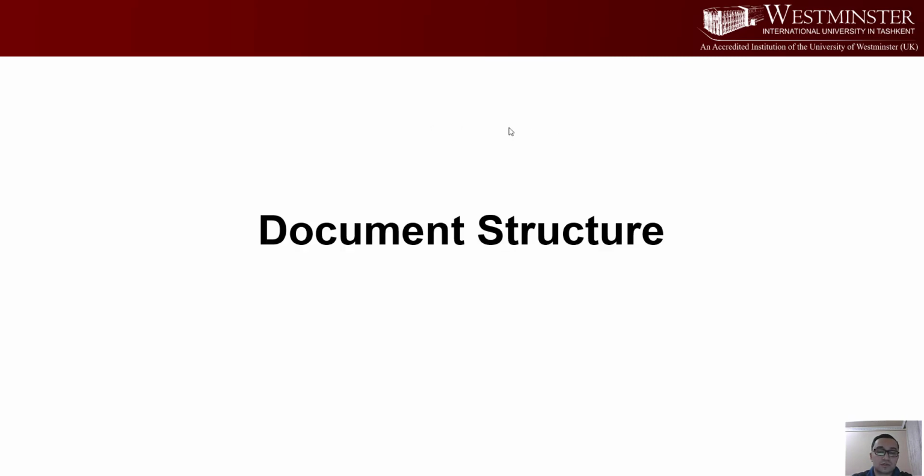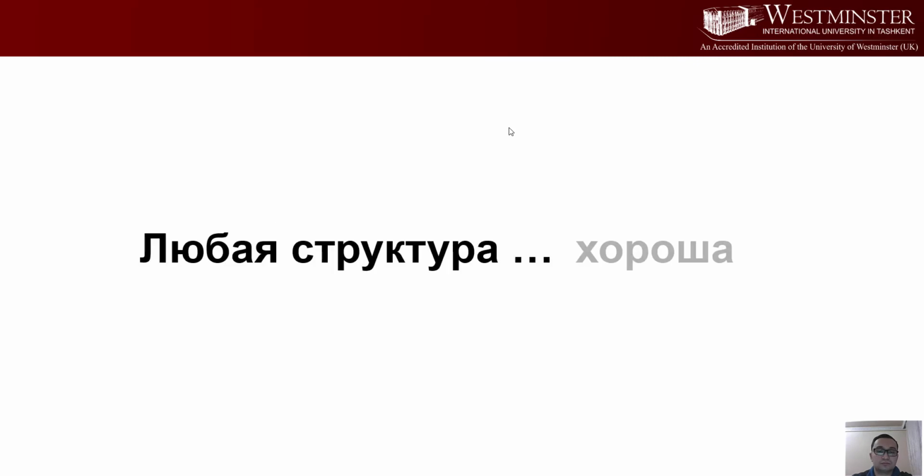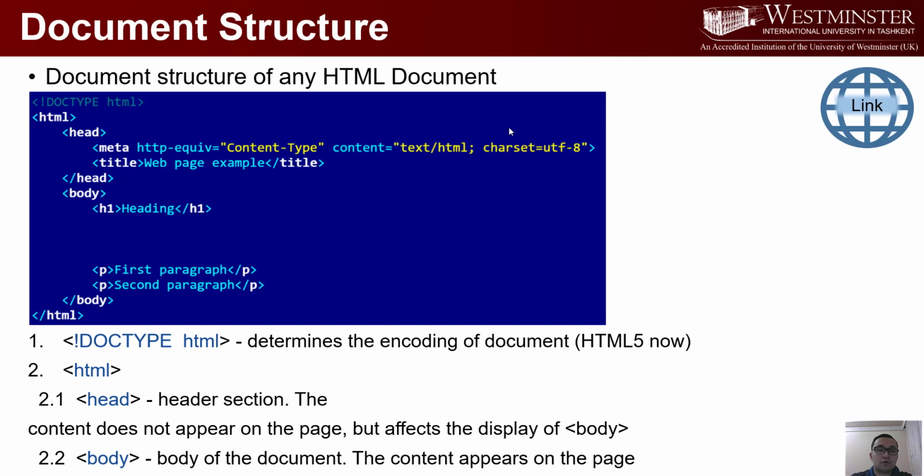Now let's explore document structure. The document structure of any HTML document will look like the following. Let's explore one by one. So in our HTML document we have started with the tag doctype html. This doctype html determines the encoding of the document, what rule, what format this HTML file follows. Doctype html means that our HTML follows the rules of HTML5. So include this tag at the very beginning of your .html file.